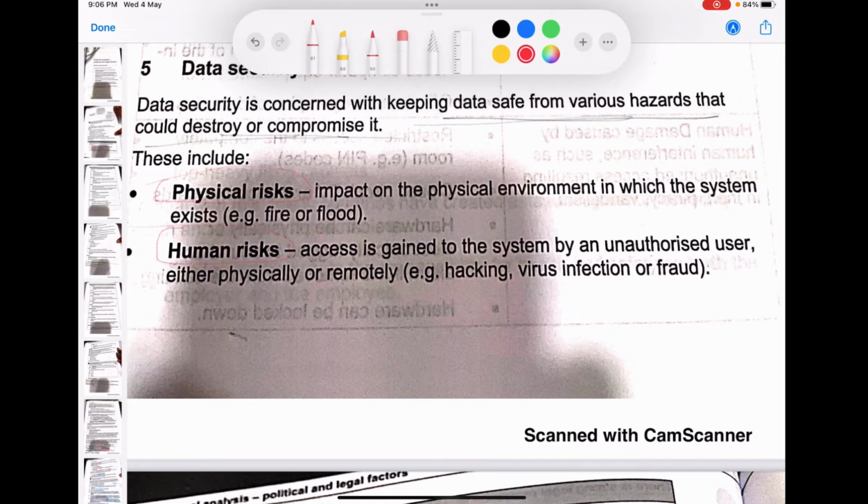So, what are physical risks? Impact on the physical environment in which the system exists. Example, fire or flood. So, impact of the physical environment, that comes under data security. Human risks: access is gained to the system by an unauthorized user, either physically or remotely, by hacking, virus infection, fraud, etc.